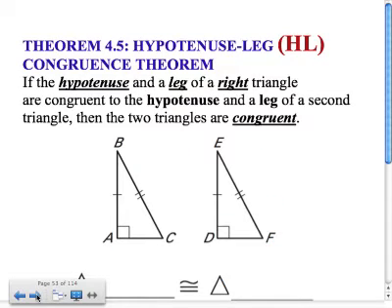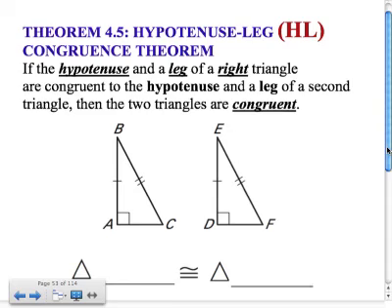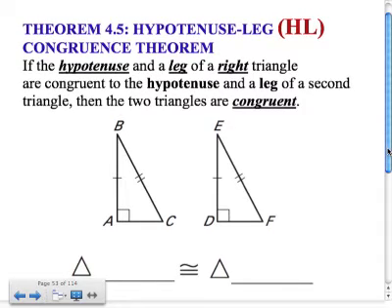Hypotenuse leg. Notice the only type of triangle you have a hypotenuse in is a right triangle. So HL is only used in right triangles. And that does not mean that no matter what, if there's a right triangle, you're going to use HL. It just means that you can possibly use HL if it's a right triangle. So if the hypotenuse and a leg of a right triangle are congruent to the hypotenuse and a leg of a second triangle, then the two triangles are congruent.